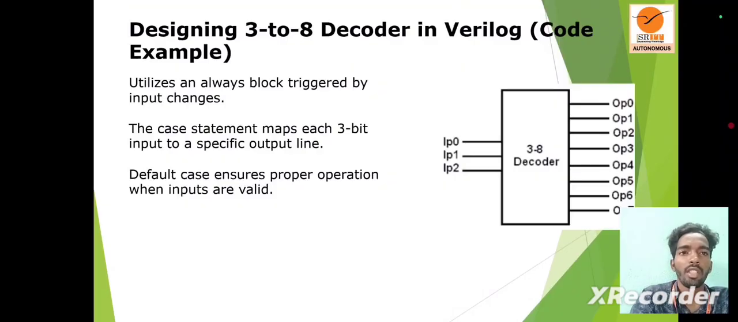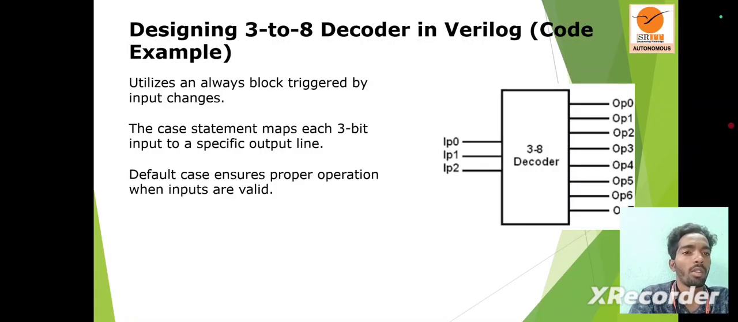Designing a 3 to 8 decoder in Verilog. The code example utilizes an always block triggered by input changes. The case statement maps each 3-bit input to a specific output line. The default case ensures proper operation when inputs are invalid.